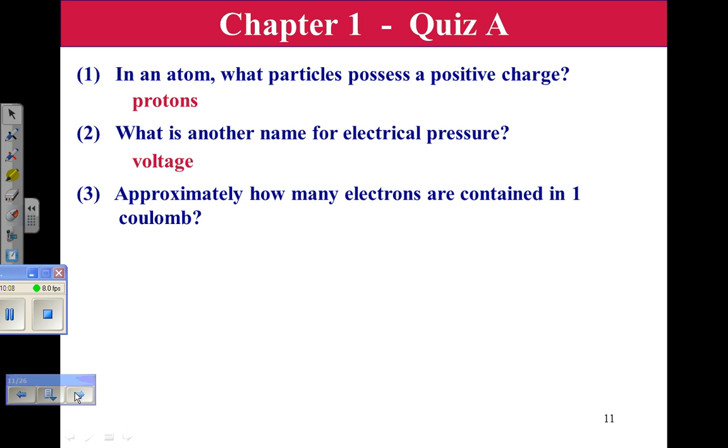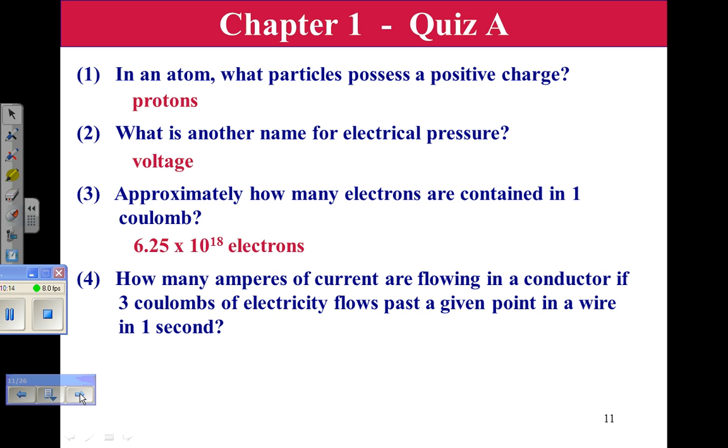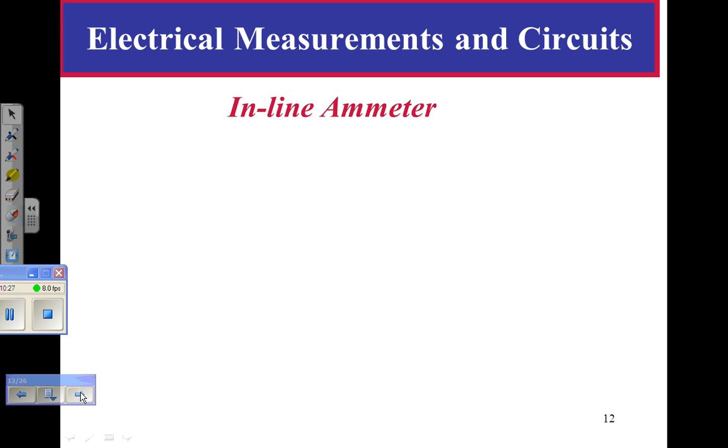Approximately how many electrons are contained in 1 Coulomb? About 6.25 times 10 to the 18th. How many amperes of current are flowing in a conductor with 3 coulombs per second? Well, we think that's about 3 amps, don't we? Okay. And what's the unit of resistance? Silly question. Ohm. Symbol is the omega of the Greek.